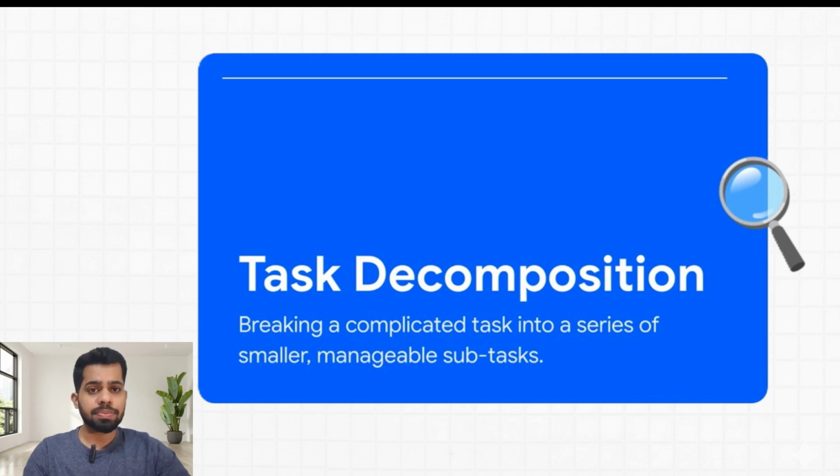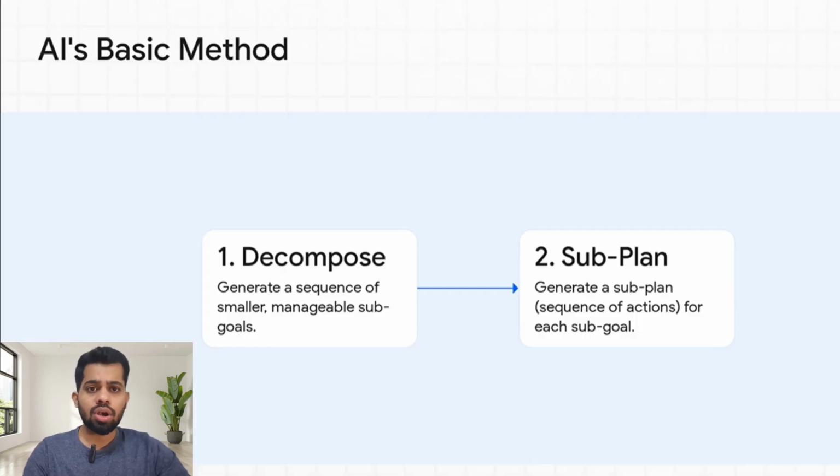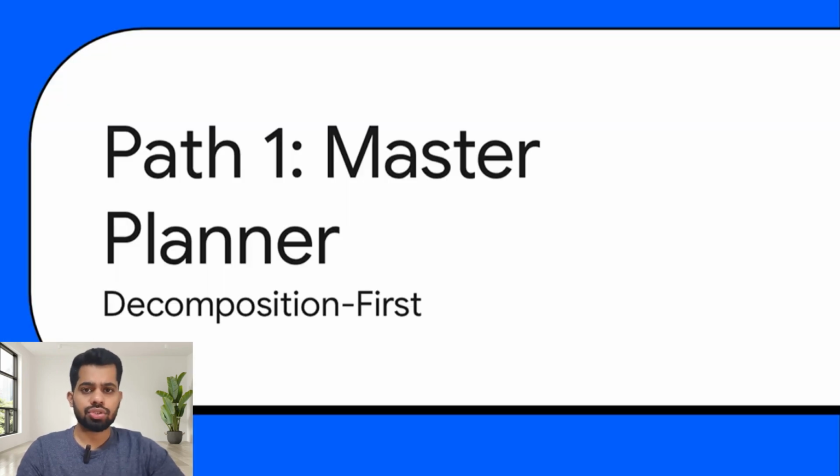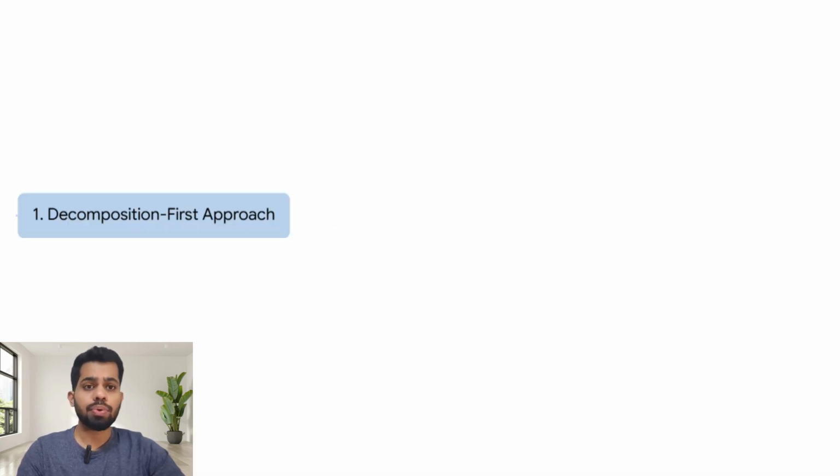The idea is super simple. Take one enormous goal and just slice it into a sequence of smaller bite-sized sub-goals, such that instead of trying to solve the entire thing at once, it just focuses on one little piece at a time. And LLMs can do this in two different ways. On one hand, you have the decomposition-first approach, what I also call the master planner, where the LLM looks at the big picture and just decomposes it.